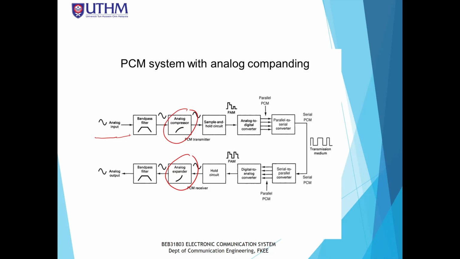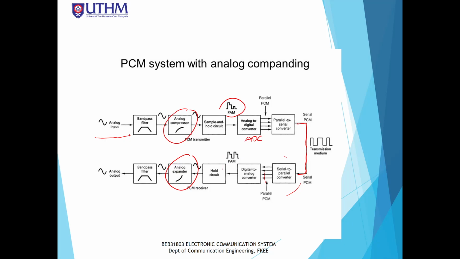Okay, and then put inside the sample and hold circuit for the sampling process to produce the PAM signal, and then we put inside the ADC to do the quantization and encoding process, and then we put inside the parallel to serial converter to change it from PCM code word into electrical pulses. Then we transmit across the medium, then arrive at the receiver, and then the serial to parallel converter converts the electrical pulses to PCM code word.